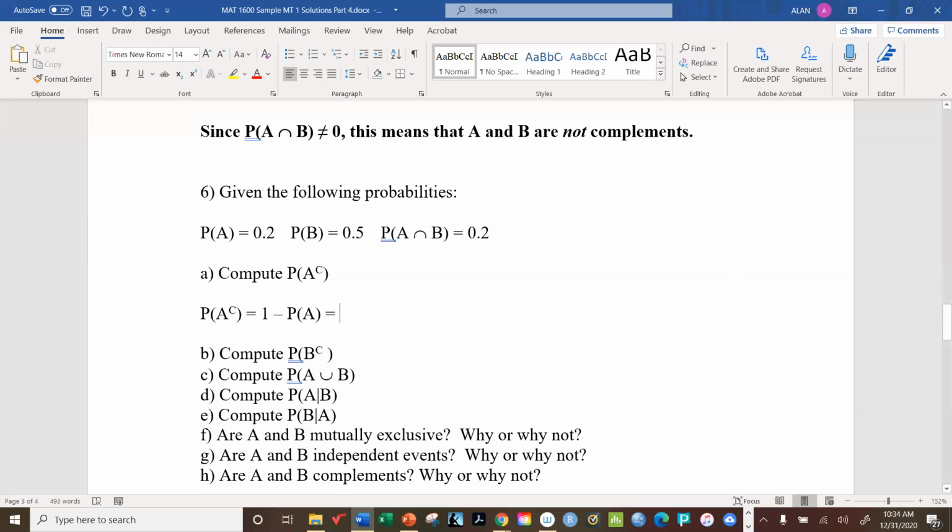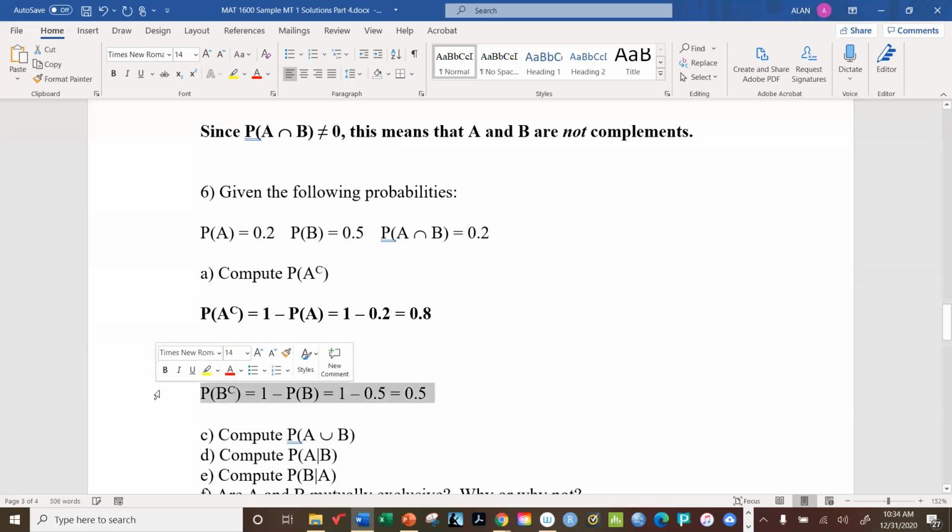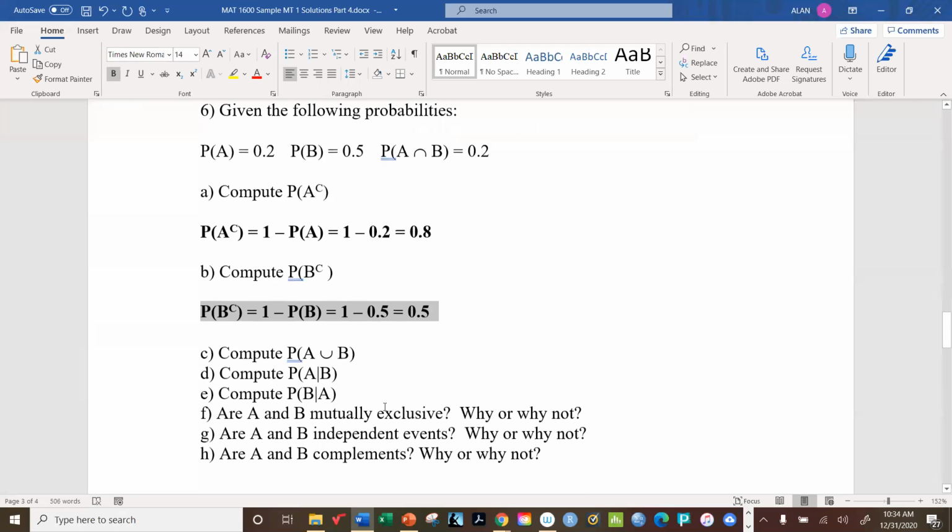So since A is 0.2, this is 0.8, okay? B complement, same thing. The probability of B complement is very easily calculated as 1 minus the probability of B, which is given up above as 0.5, and that just leaves us with 0.5. Very good.